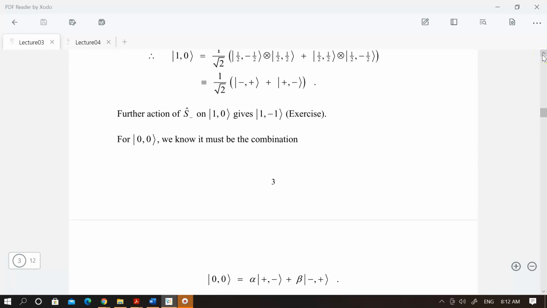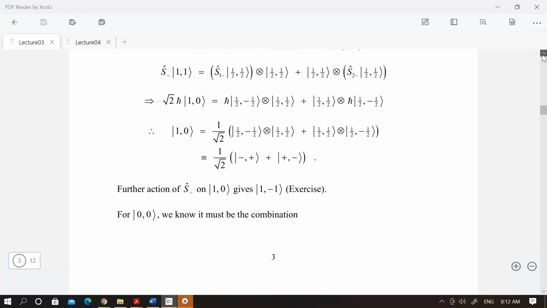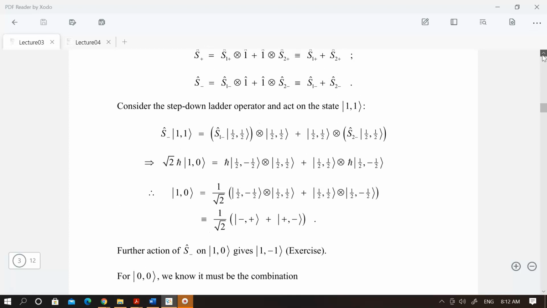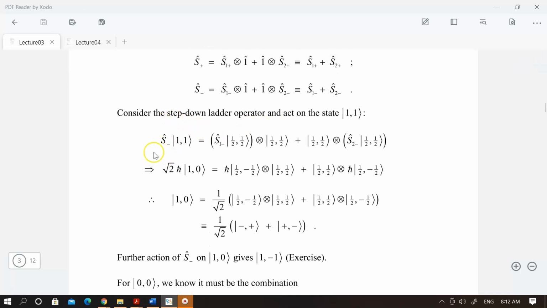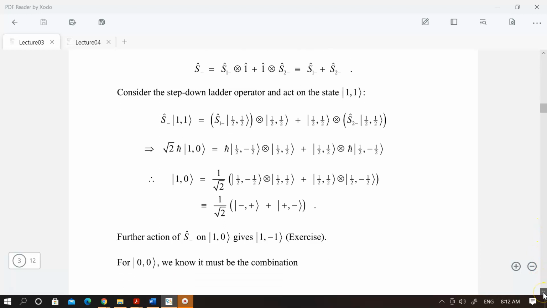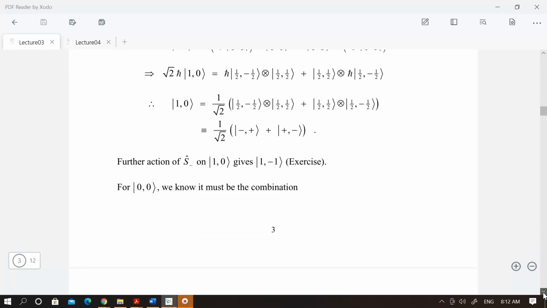I should mention, however, this is not the only way to do it. Here we are doing it using the step down ladder operator, but one could have started, for example, from the lower state and then used the step up ladder operator, and then you get to the state 1 1 using that. Okay, so let me just leave this section on addition of two spins.